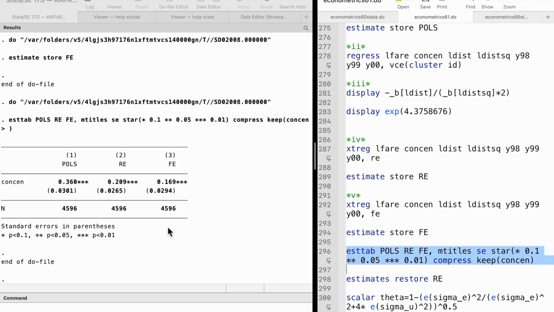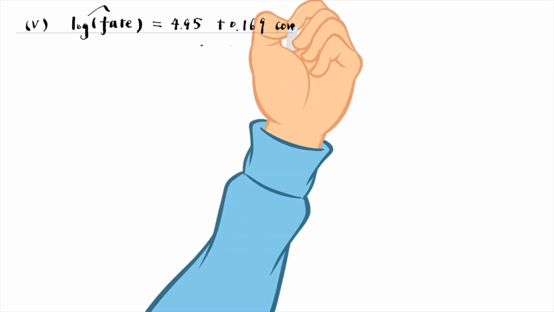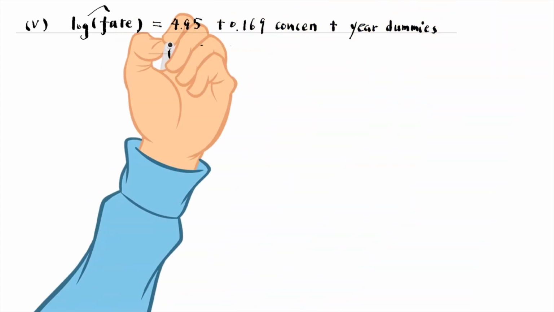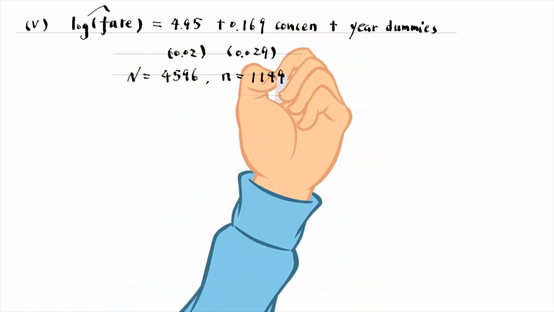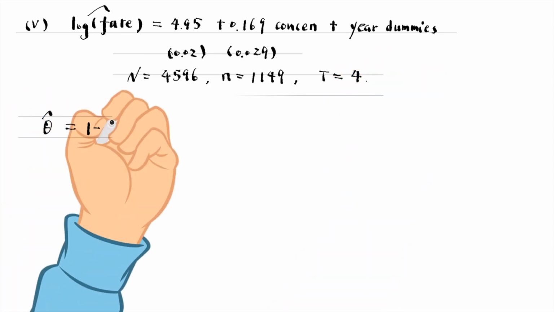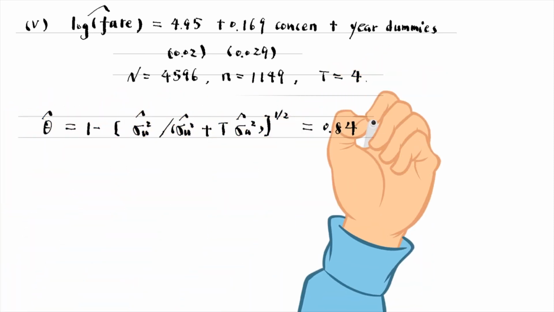We find that the random effects estimate of beta 1 is closer to the fixed effects estimate than the pooled OLS estimate. The reason is that the theta hat for the random effects estimation is 0.84. It is closer to unity, and it means the variance of the unobserved fixed effects is relatively large compared to the idiosyncratic error.